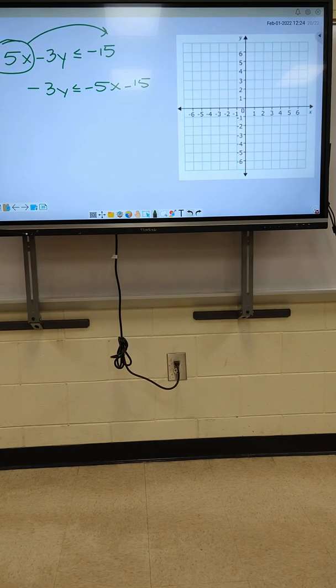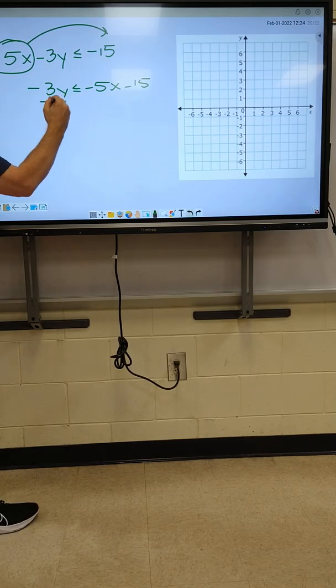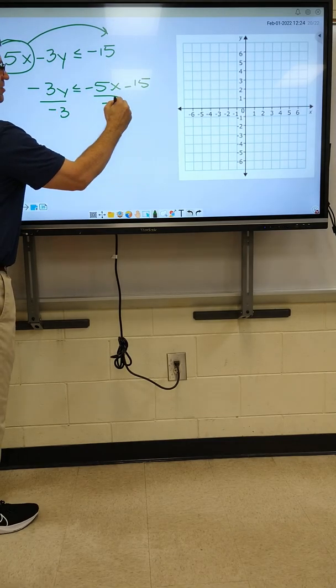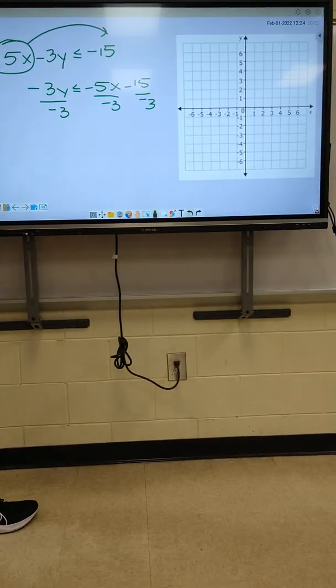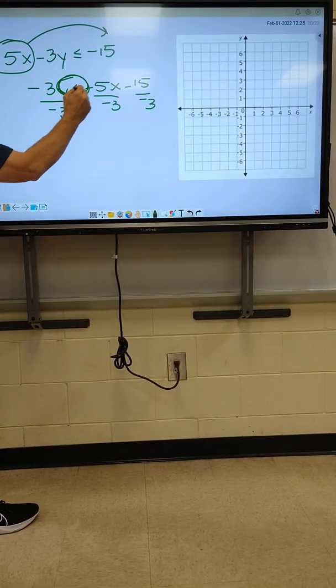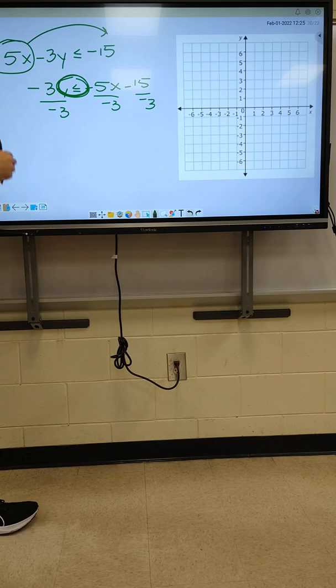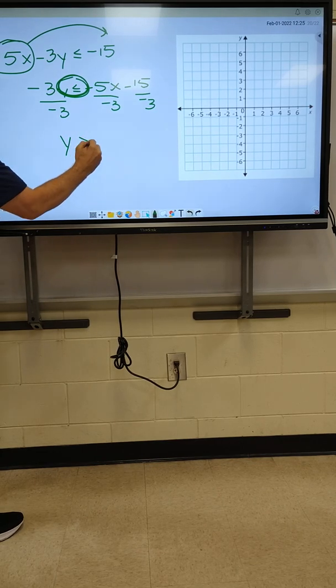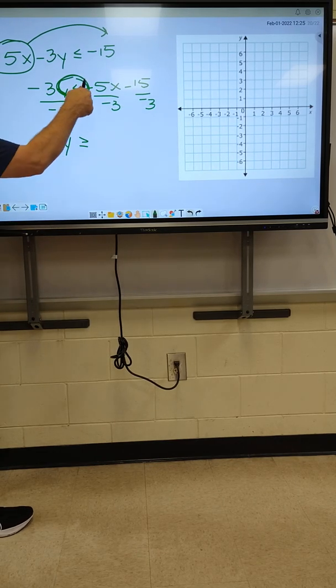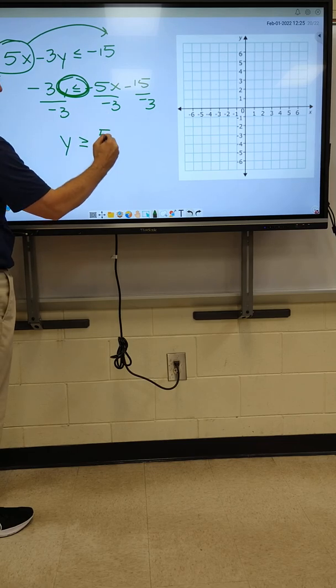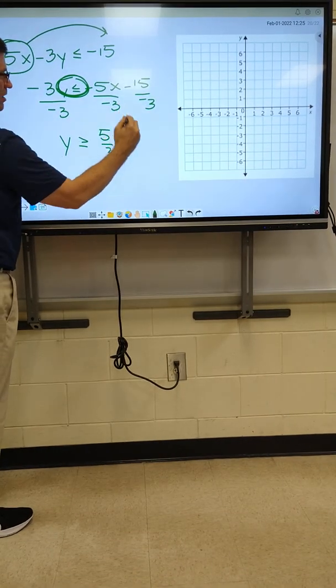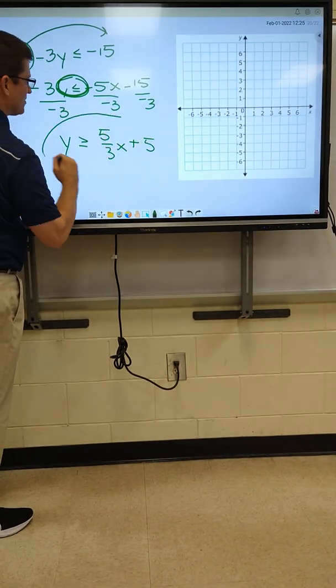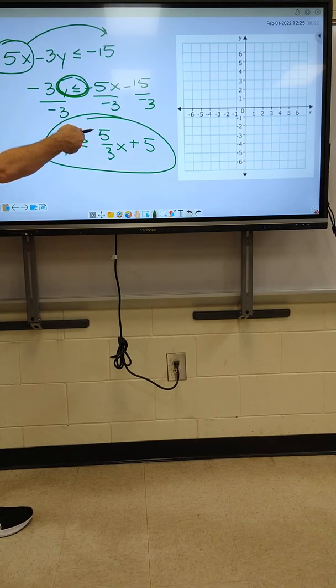Now, what do I divide everything by? That's a -3, right? Since it's a negative number, I have to do something special. You have to flip the sign when you divide by a negative. So, greater than or equal to. Negative divided by a negative makes a positive, so 5 over 3 plus 5. Jacob, let's see if you were listening. Why do I have to leave that as a fraction? I can't make it a decimal.